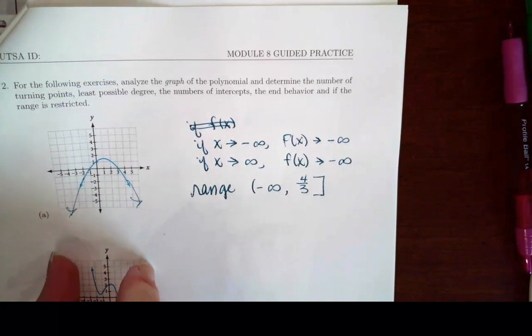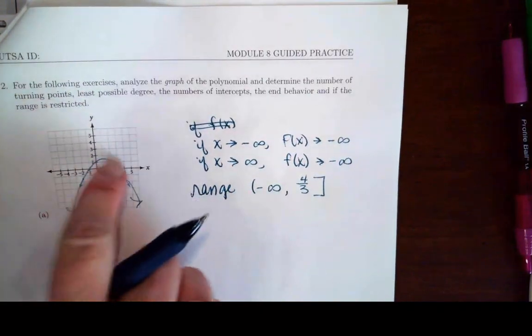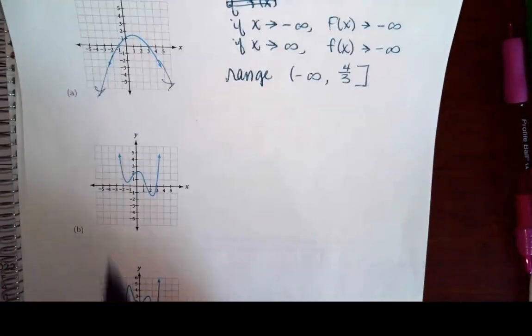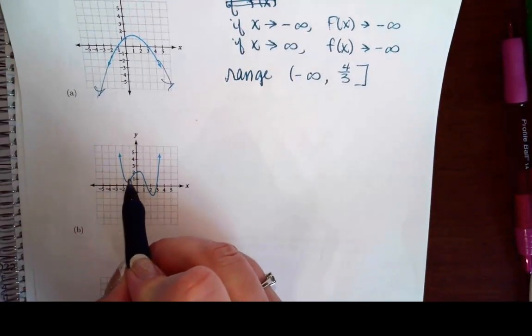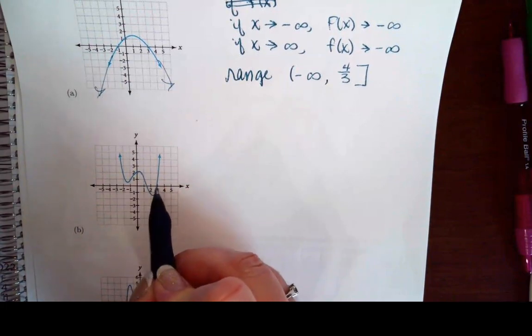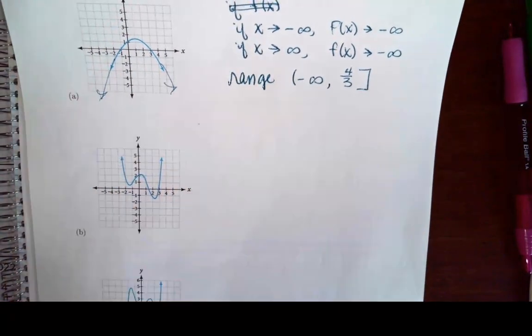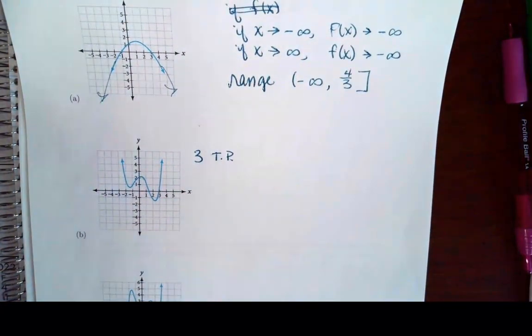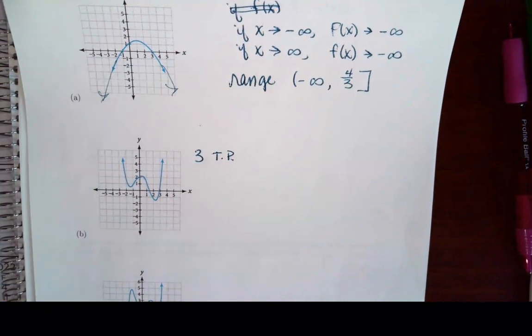So I would have all of these y values all the way up until I hit about 4/3, okay? So let's try it again. We have turning points. Here's a valley, here's a peak, here's a valley. So I've got 3 turning points. Add 1 to that, and that's the smallest degree polynomial that you can have.